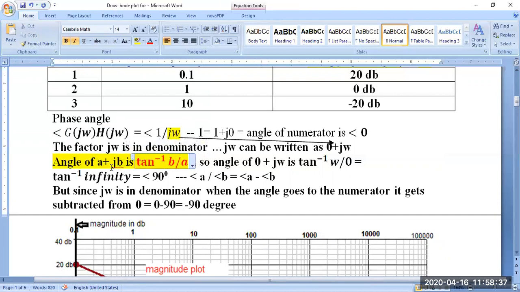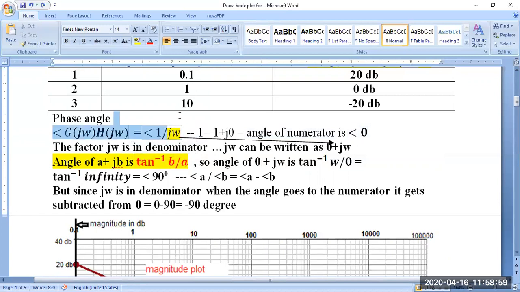So tan inverse of imaginary part divided by real part, tan inverse of B upon A. So angle of 1 plus j0: the angle of the numerator is tan inverse of 0 upon 1. Tan inverse 0 is 0. So the angle of the numerator is 0.